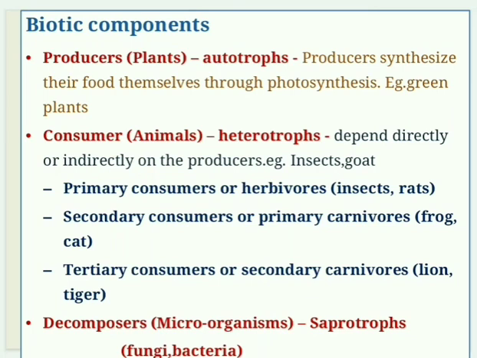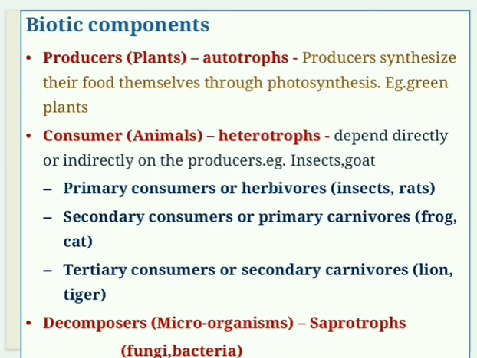The biotic components are classified into producers, consumers and decomposers. Producers are mainly plants. Plants are the producers. They are otherwise known as autotrophs. They prepare their own food by the process of photosynthesis. Hope you all know about photosynthesis. Photosynthesis means it is the process of converting carbon dioxide and water into carbohydrates by using chlorophyll in the presence of sunlight.